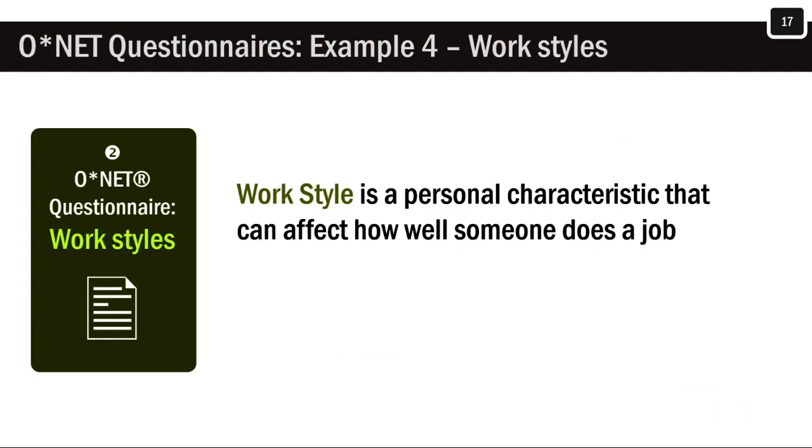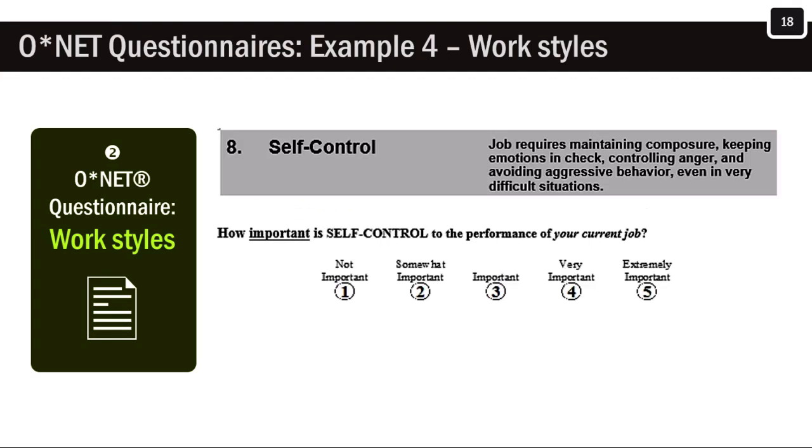ONET also includes a questionnaire for work styles. Work styles are personal characteristics that can affect how well someone does a job. An example of work style is self-control: maintaining composure, keeping emotions in check, controlling anger, and avoiding aggressive behavior, even in a very difficult situation. Here the questionnaire is less complex. It does not ask about different levels of style, such as self-control. It just asks whether this particular style is important on the job and how important it is.